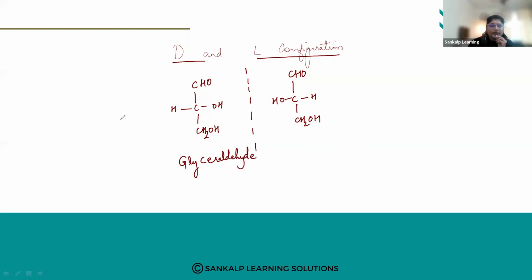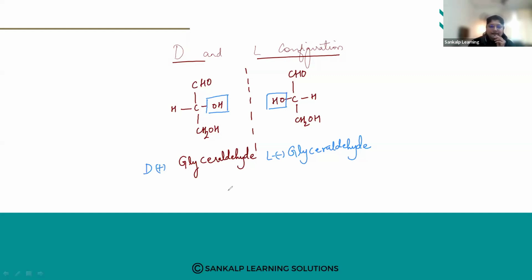But what is the difference? What can you make out? In the first, the OH group is on the right hand side, and here the OH group is on the left hand side. Right. So this is also glyceraldehyde. Now, when we see some compounds, you can see they have written something like D, and they write L. Some letters are written, right? D, L. So what does it mean?